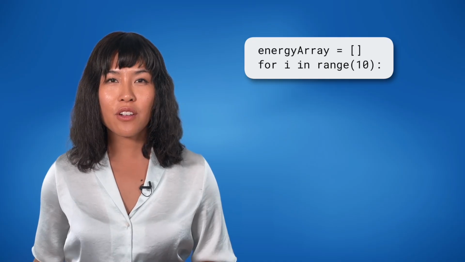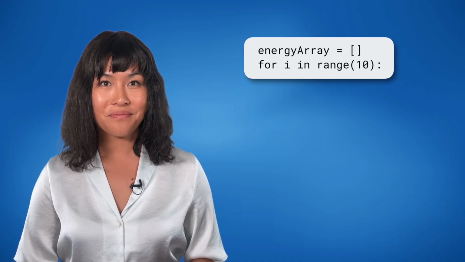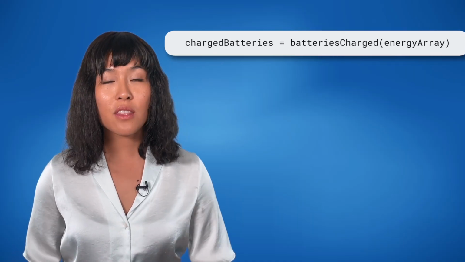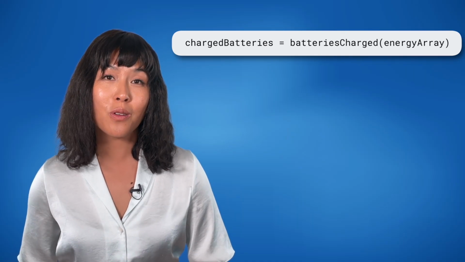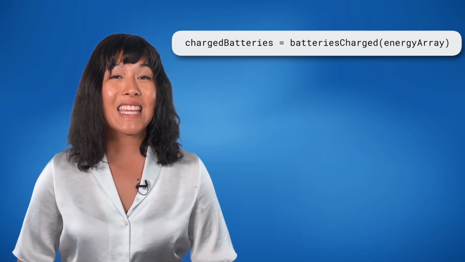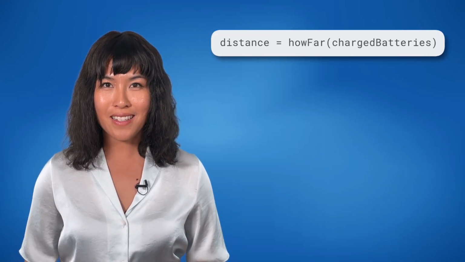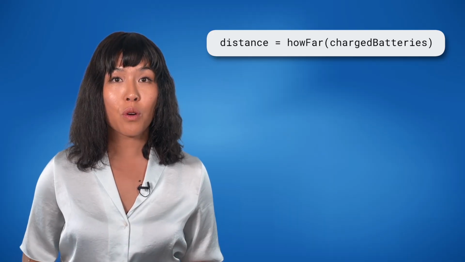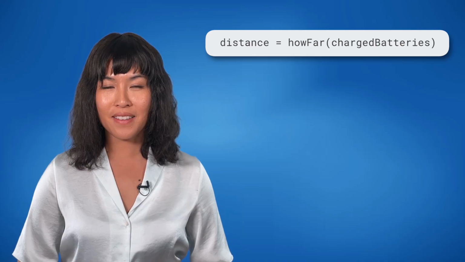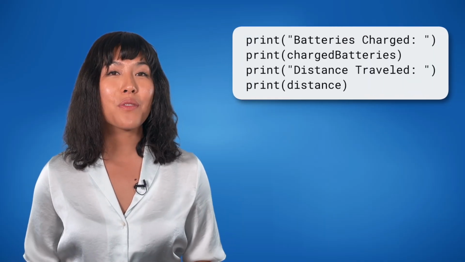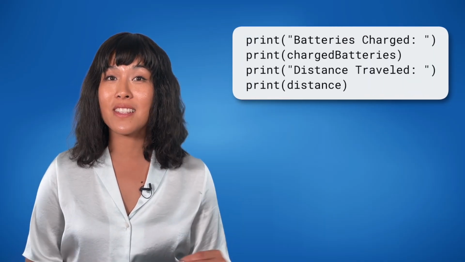How can we append energy to the energy array? That's right, like this. After generating energy for moving the solar panels to 10 different locations, we calculate the total number of charged batteries using the batteries charged method, passing in the energy array. Then, we estimate the distance traveled by the rover with the charged batteries using the how far method. Finally, we print out the number of batteries charged and the distance traveled.